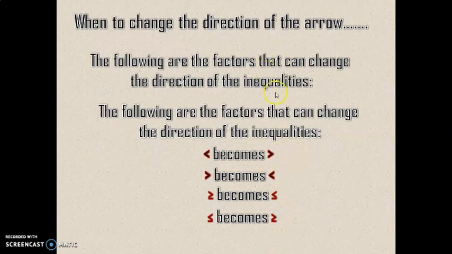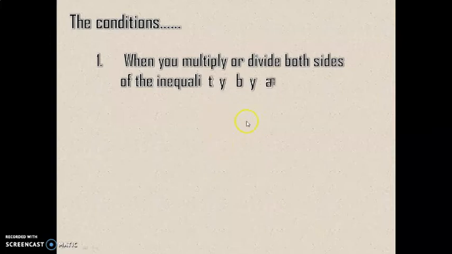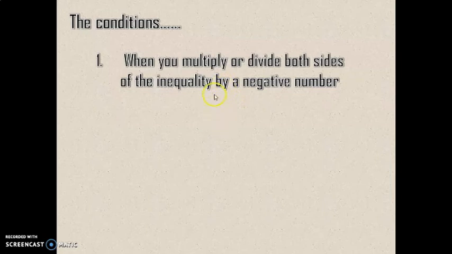But there are some conditions that warrant us to change this direction. Let's quickly look at the conditions. One: when you multiply or divide both sides of the inequality by a negative number. Take note of this. You know what I mean by negative number? Negative numbers are numbers that come with a minus sign. Numbers that come with a minus sign are referred to as negative numbers.